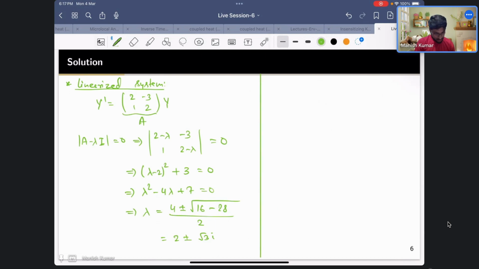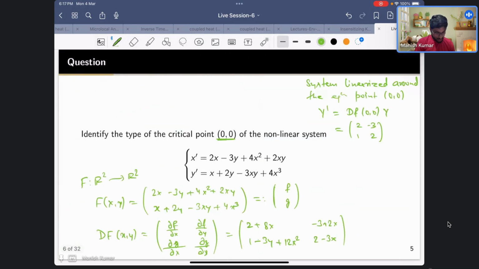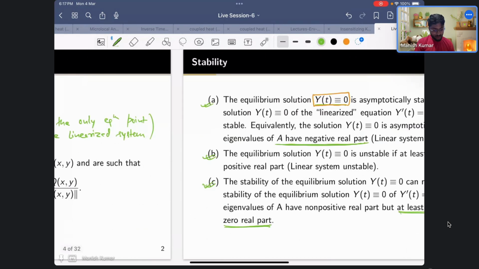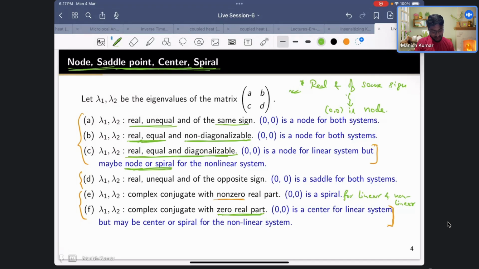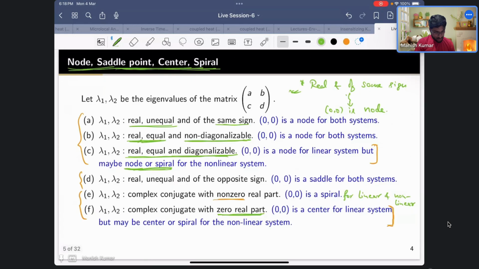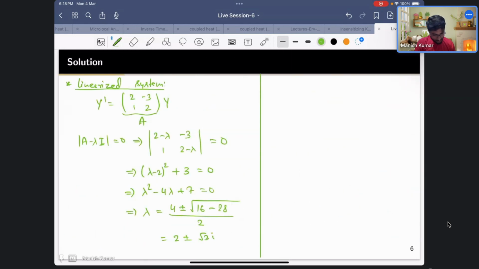Okay, that's fine, but let us look at the assumptions. We have to verify all these properties first, then only we can use this result that I have stated here. These all 6 points are true under these assumptions. So let us check the assumptions also, then we can conclude. The first assumption was that this matrix should have non-zero determinant, right? So you can clearly see that the determinant of A is nothing but 4 plus 3, which is 7, and this is non-zero, right?